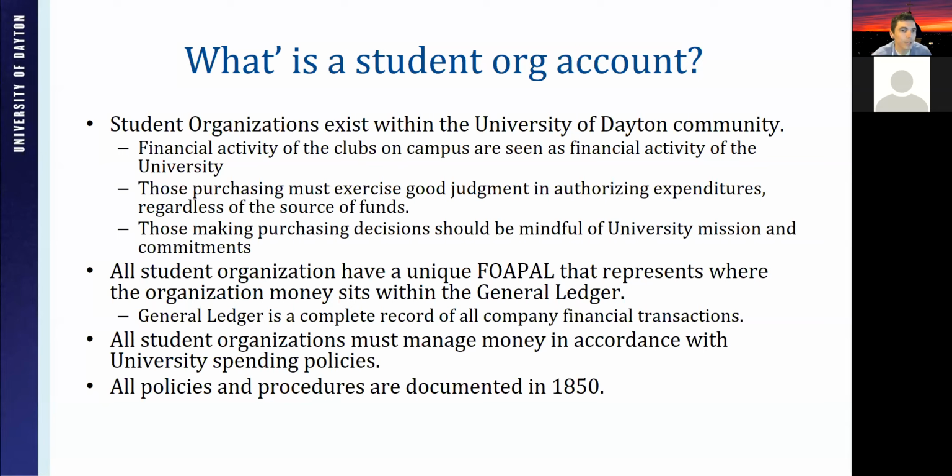All the organizations have a unique FOAP, which we'll get into in a little bit more. That is a unique string of numbers that tells the university which organization you are and what you're trying to purchase. That correlates to the general ledger, which is the university's accounting system, and keeps track of what purchases you've made and how much you have in your account. All student organizations must manage their money in accordance with the university spending policies. All that information can be found on 1850.